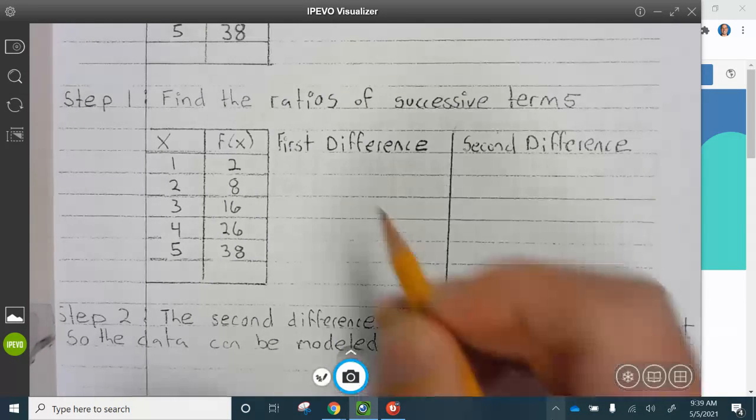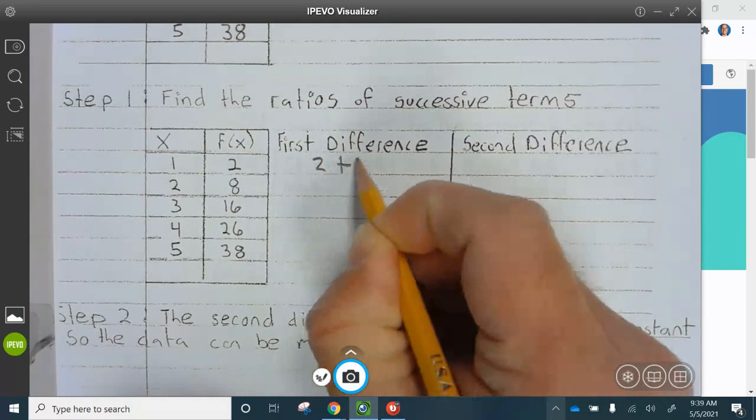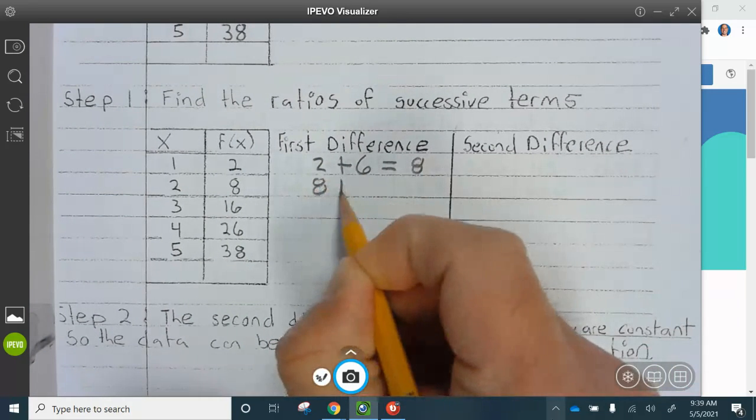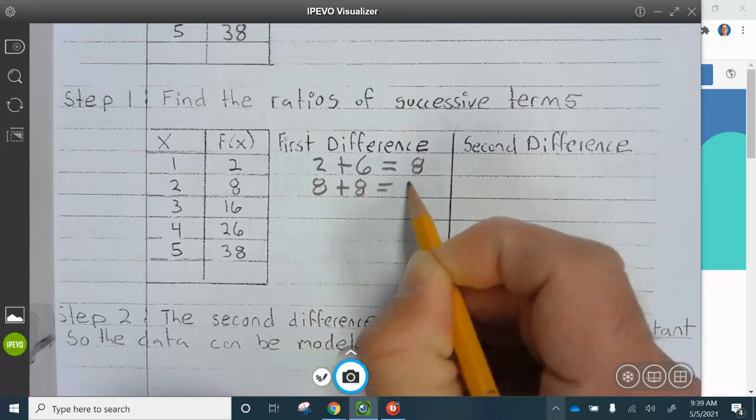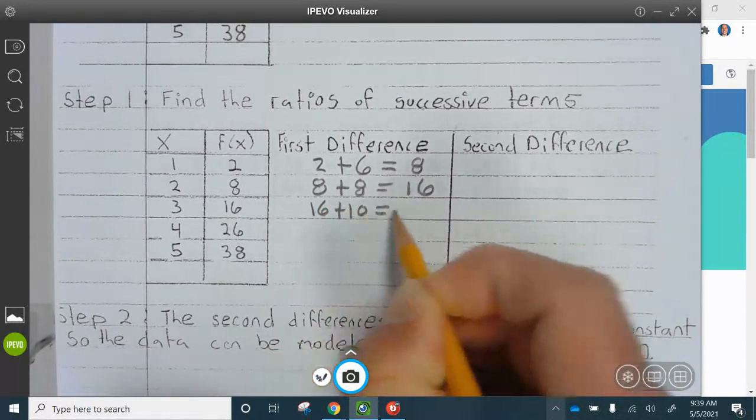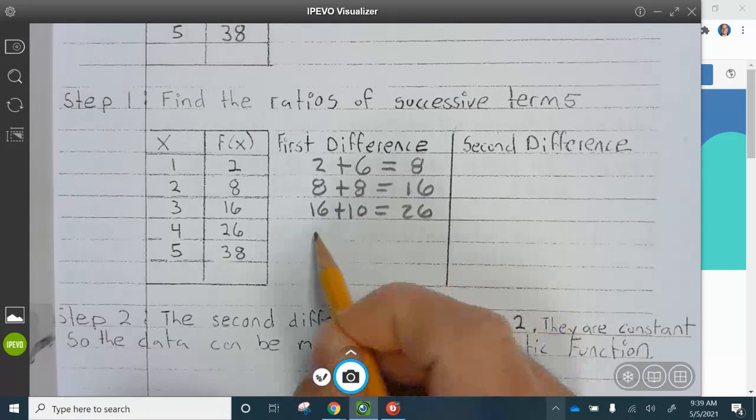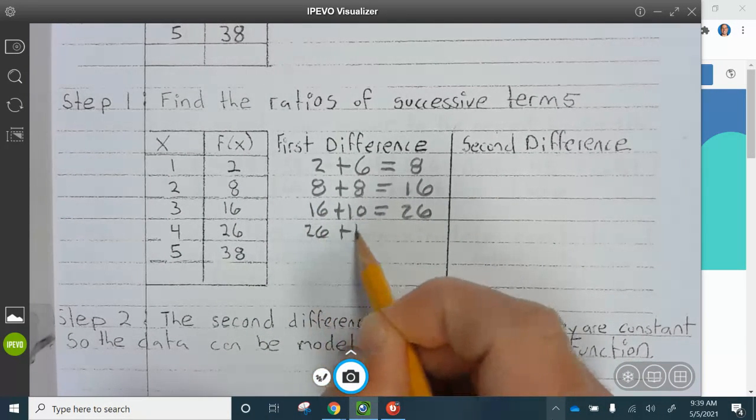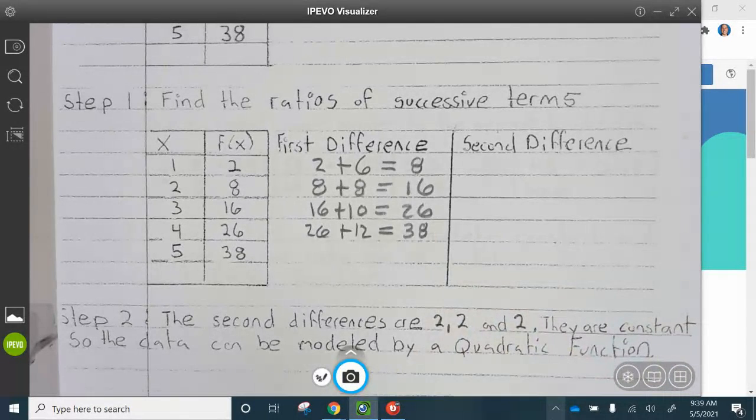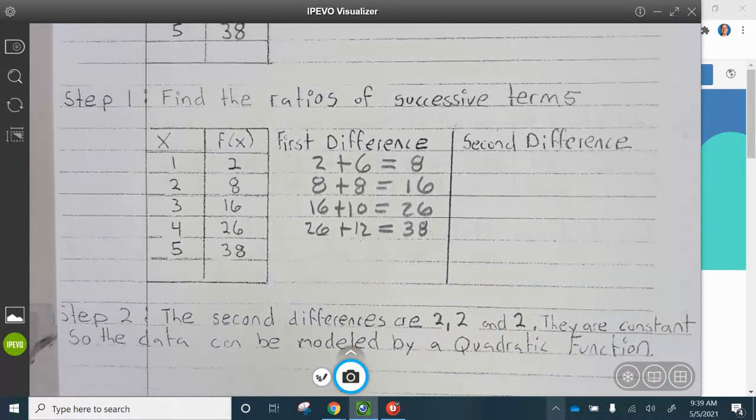So first difference. Okay, so 2 plus 6 equals 8. 8 plus 8 equals 16. 16 plus 10 equals 26. 26 plus 12 equals 38. So the first difference is not the same, so it's not a linear model.